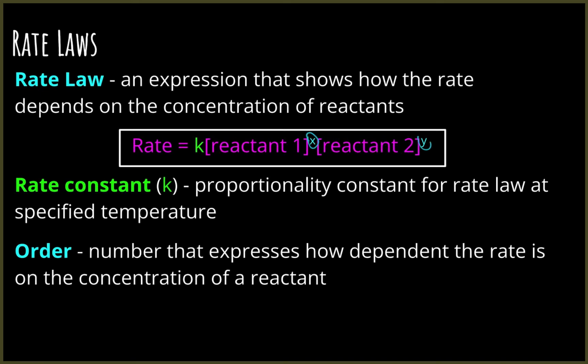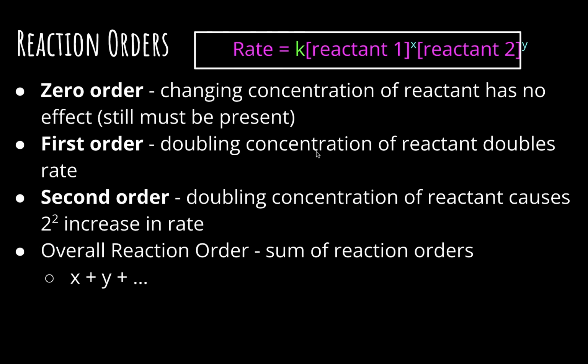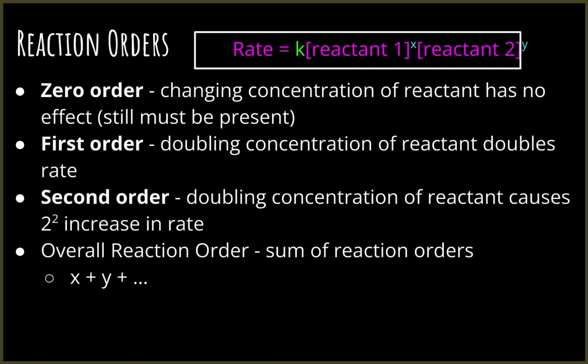So then the order, which are the exponents here, so the x and y in this case, is a number that expresses how dependent the rate is on the concentration of a reactant. So different numbers mean different things in terms of how that rate is affected by a change in the concentration. So again, the reaction orders are these values here, and when you're working through a rate law problem, one of the first things you'll usually do is solve for these reaction orders.